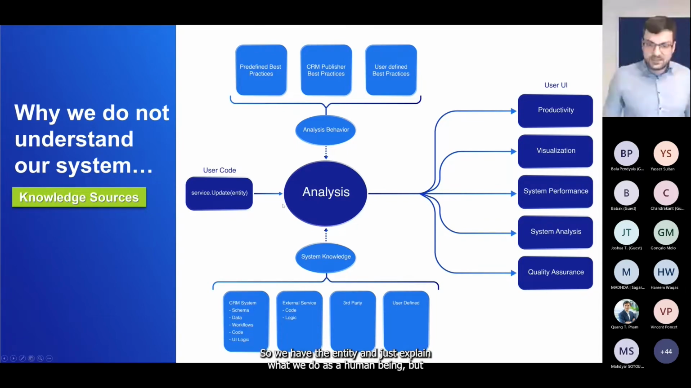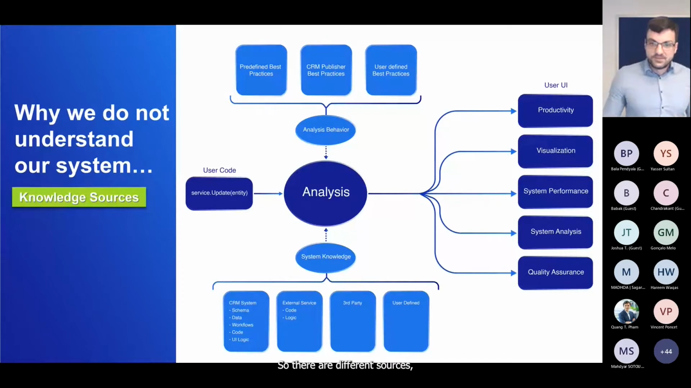So we have the entity, and I just explained what we do as a human being, but as code analytics software, you need to know a few things. At the top, we have those blue boxes. So we have predefined best practices. These are things like, okay, you should not retrieve multiple when you have a specific ID. Classic example. But also, if you have third-party solutions, there may be some recommendations from the publisher, or you can have some user-defined best practices because you know your system. And if you have many, many records there and you know we cannot define an alternative key for some weird reason, we should define a rule: you should not retrieve the data directly, whatever.